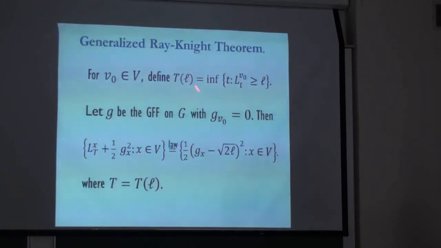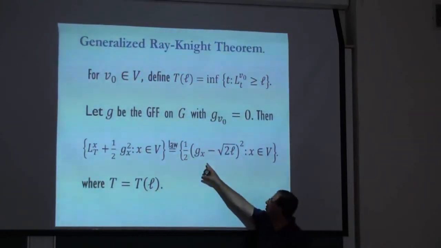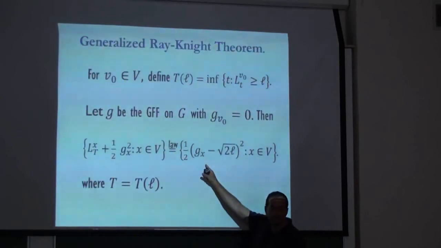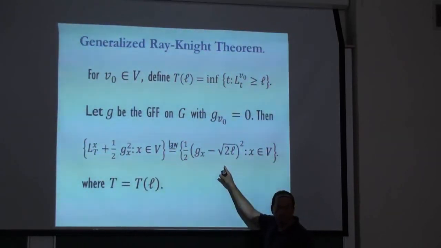And then we're looking at the whole local time field L_X^T, which tells us at that moment how much time we spent in each vertex X, normalized by its degree. Now, besides the random walk, we also have an independent Gaussian free field. So again, on the left-hand side, these two are independent of each other, and we add the local time and half the square of the Gaussian free field. And then here is the amazing identity. This whole joint distribution is equal in distribution to the following. On the right-hand side, there is no random walk, just the Gaussian free field. We take the Gaussian free field, and we shift it down by root 2L.